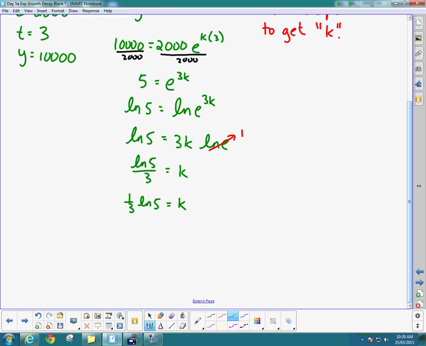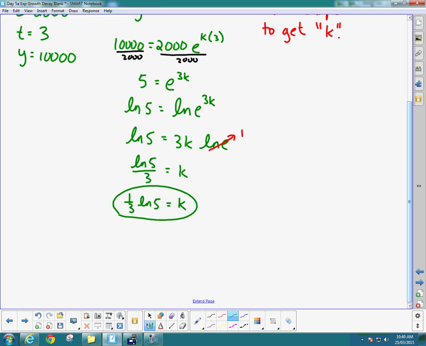And that is our proportional constant for this particular growth. And now, once we know that proportional constant, we can use it to find out how many bacteria there are at any time, or if we have the number of bacteria known, we can figure out how long it's taken to get here.